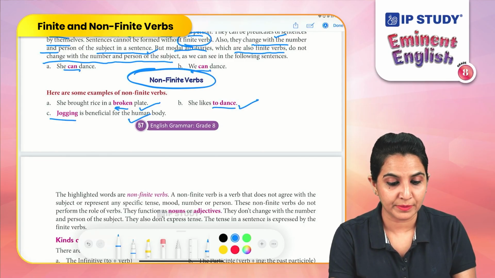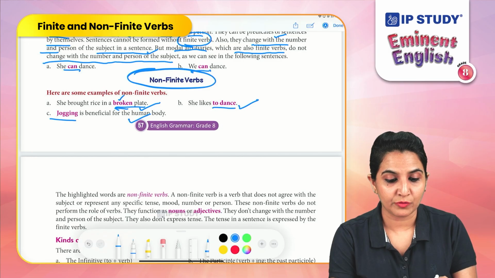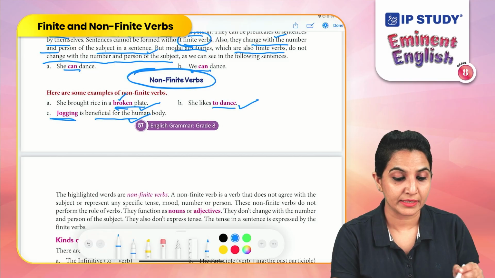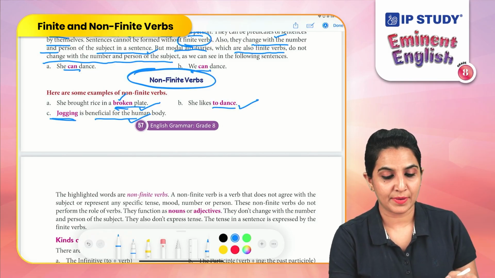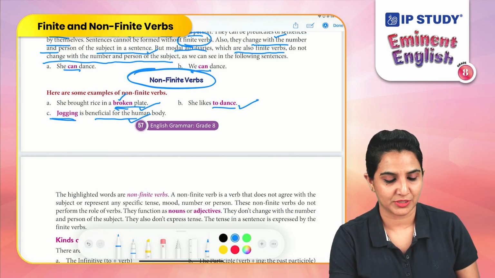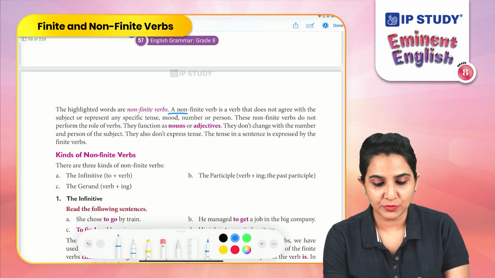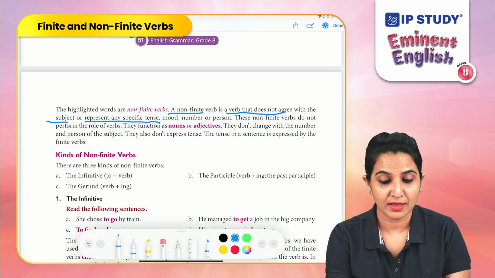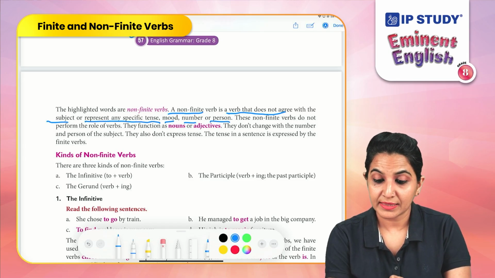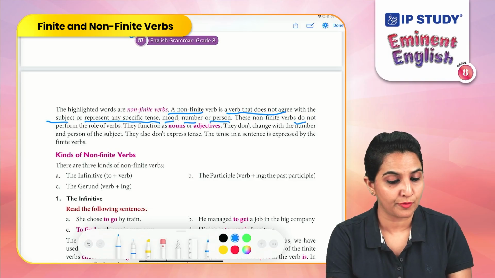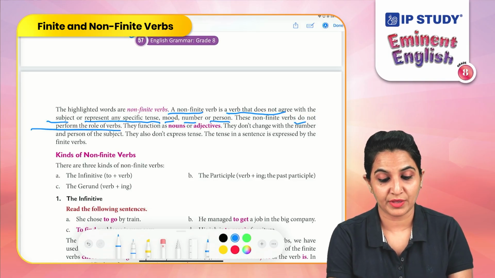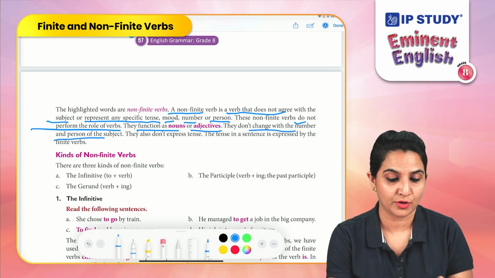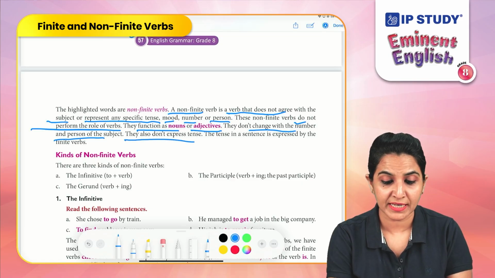Like this one, broken plate. Here, the non-finite verb broken is describing the plate. Jogging is beneficial for human body. Here, the verb jogging is describing what is beneficial for the human body. A non-finite verb is a verb that does not agree with the subject or represent any specific tense, mood, number, or person. These non-finite verbs do not perform the role of the verbs. They function as nouns or adjectives. They do not change with the number and the person of the subject. They also don't express tense.